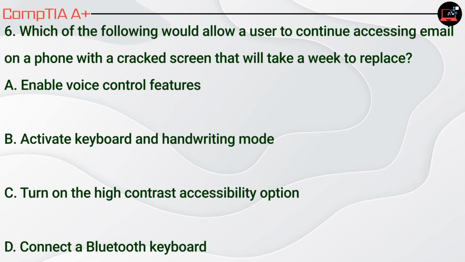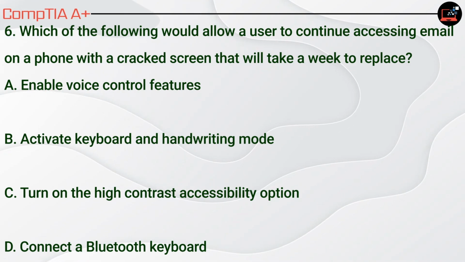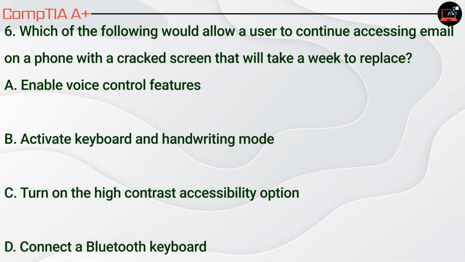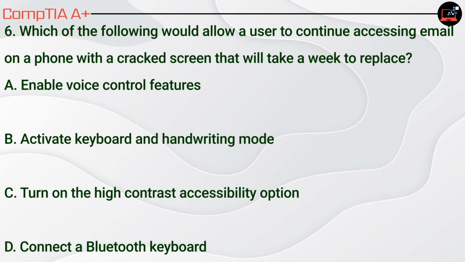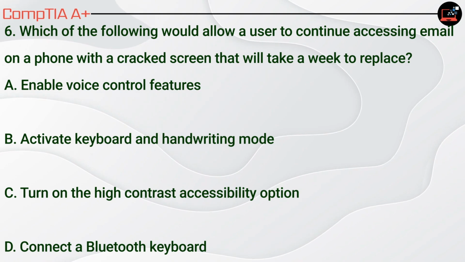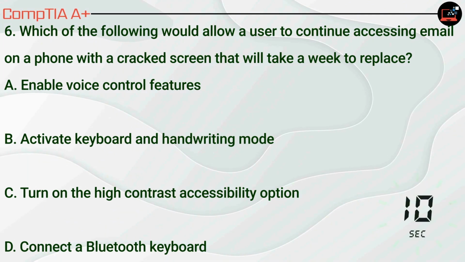6. Which of the following would allow a user to continue accessing email on a phone with a cracked screen that will take a week to replace? A. Enable voice control features. B. Activate keyboard and handwriting mode. C. Turn on the high contrast accessibility option. D. Connect a Bluetooth keyboard.